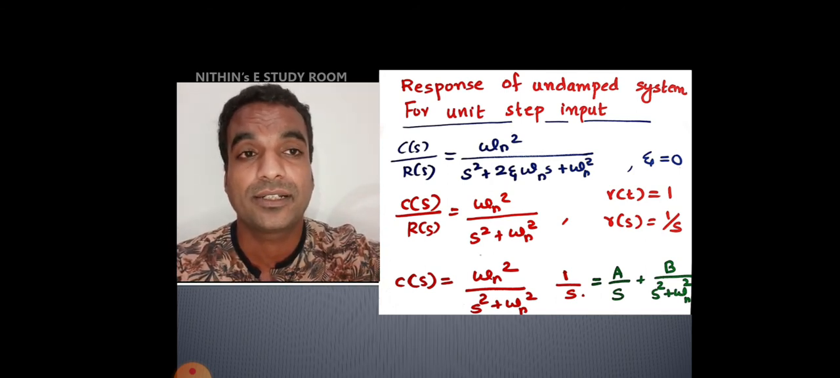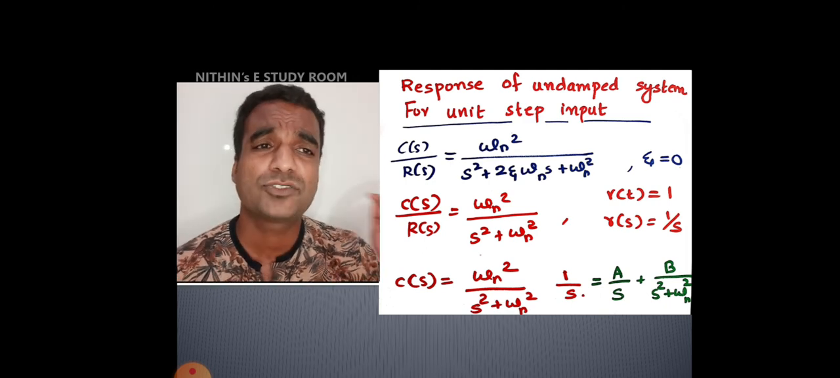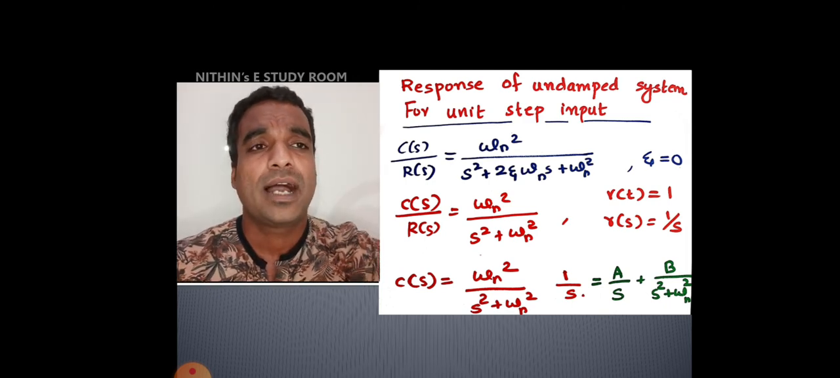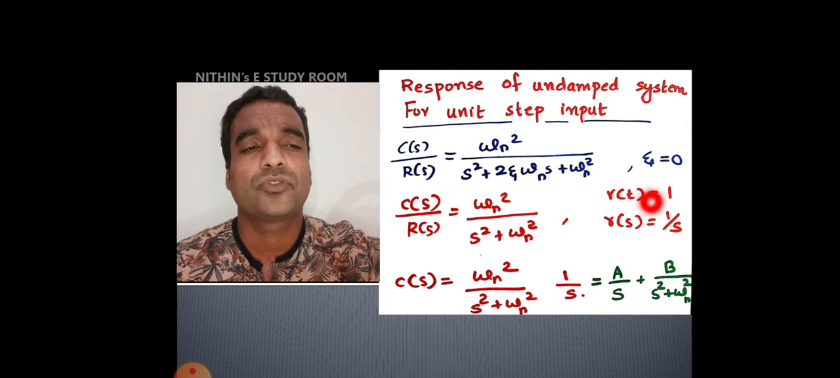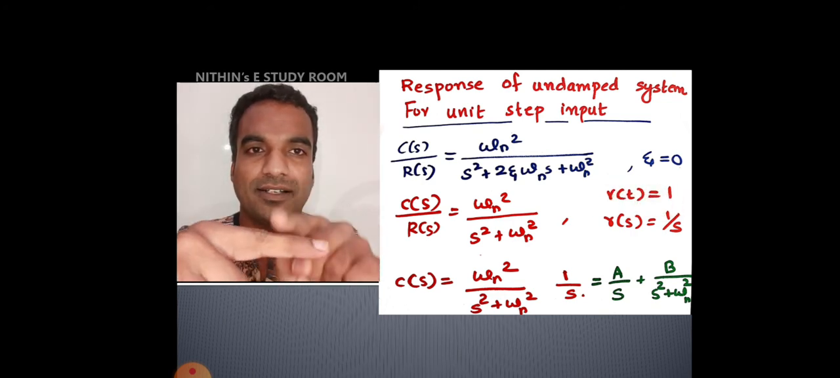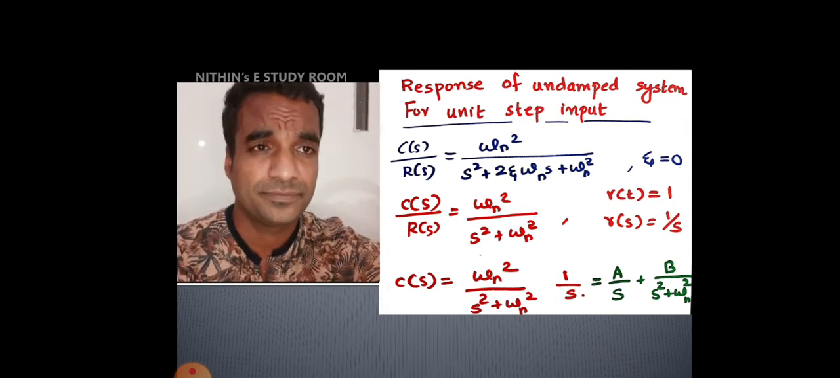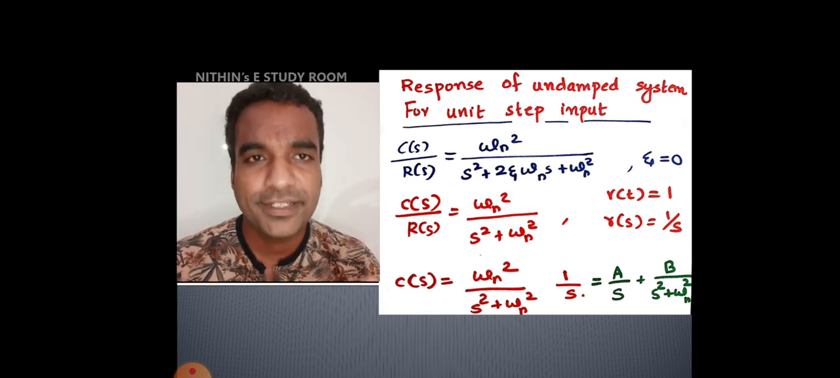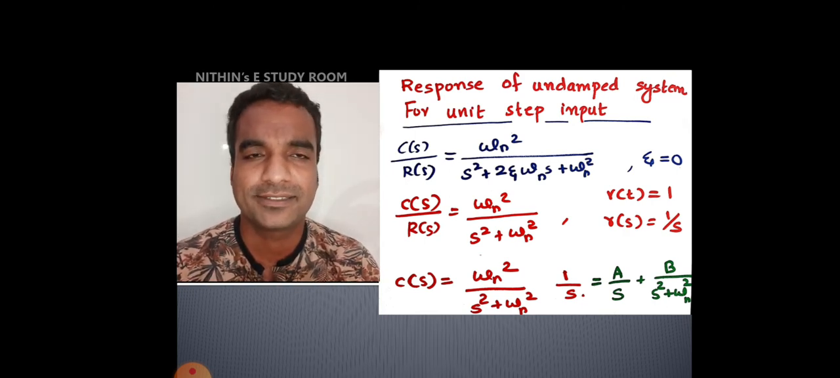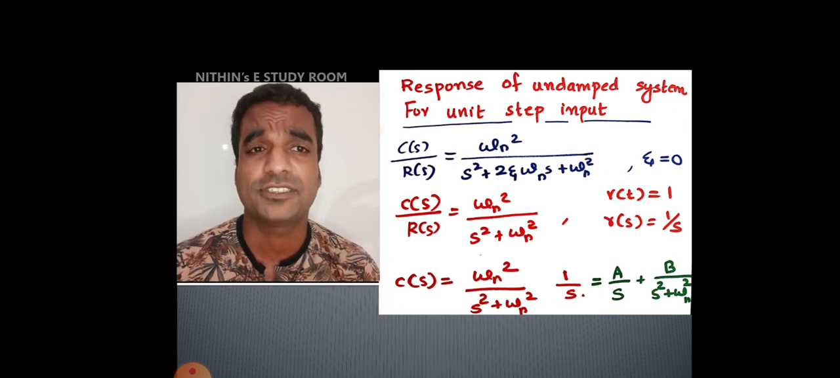So when eta is equal to 0, this whole term will become 0, so we get omega n square by s square plus omega n square. Now, as it is a unit step input, r of t is equal to 1. Unit step, the output is 1 always. And R of s, the Laplace domain expression for 1, is 1 by s.